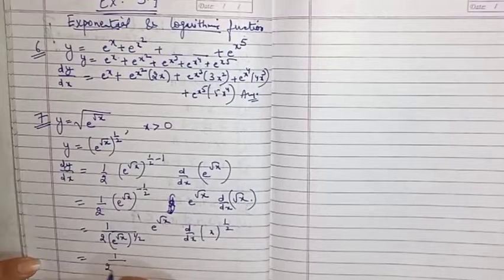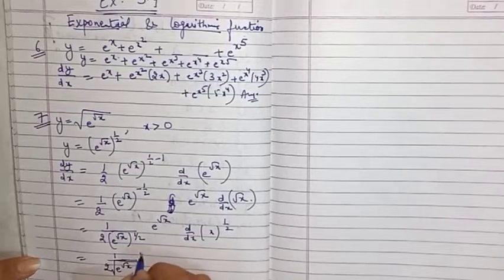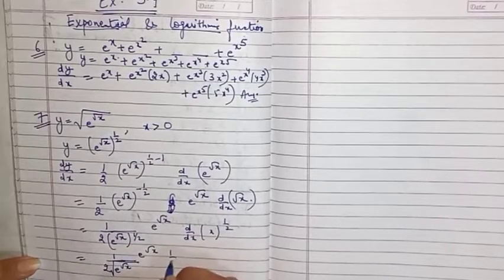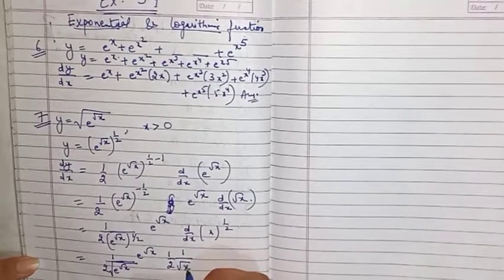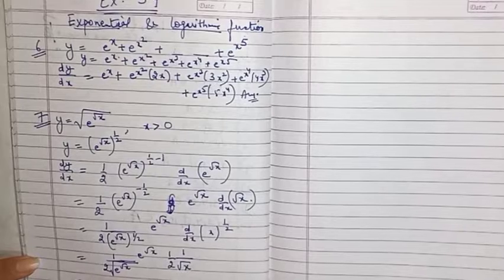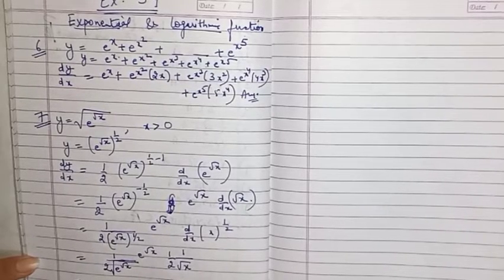It is 1 by 2 e power root x. I am going to write this 1 by 2 as under root, e power root x, into 1 by 2 into x power minus 1 by 2, that is root x in the denominator. My answer is 1 over 4 root e power root x into root x e power root x. This will be my answer.